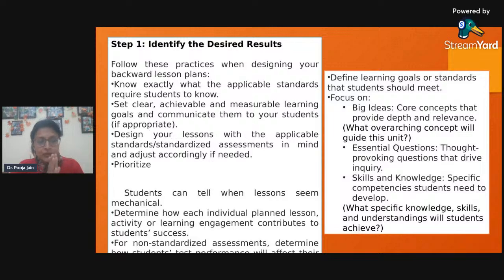So let's talk about the first step, that is identifying the desired results. We're talking about 3 things primarily. One is, let's understand what the big idea is. Let's understand what the essential questions are, and then let's understand what the skills and the knowledge are, the specific competencies that we need to be able to sail the children through.